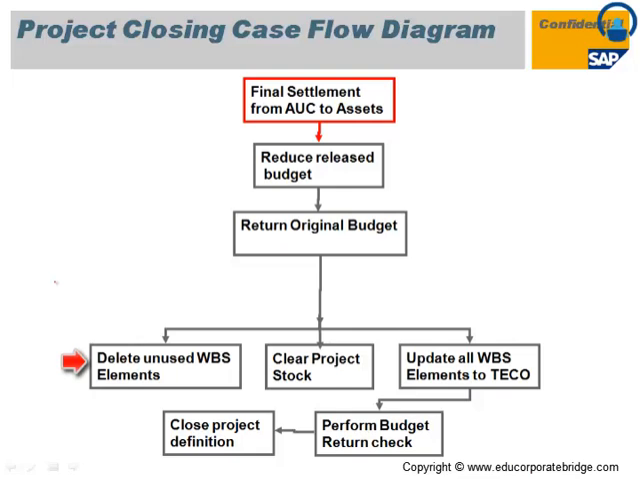Delete unused WBS elements. Whatever WBS is not used under that particular project, you need to delete. Update all the WBS elements as TECO. Whatever WBS has completed work, you need to set the TECO status on that WBS. Perform the budget return check. All the budget should be returned from the system on that particular project, and only then will the system allow you to close that project.